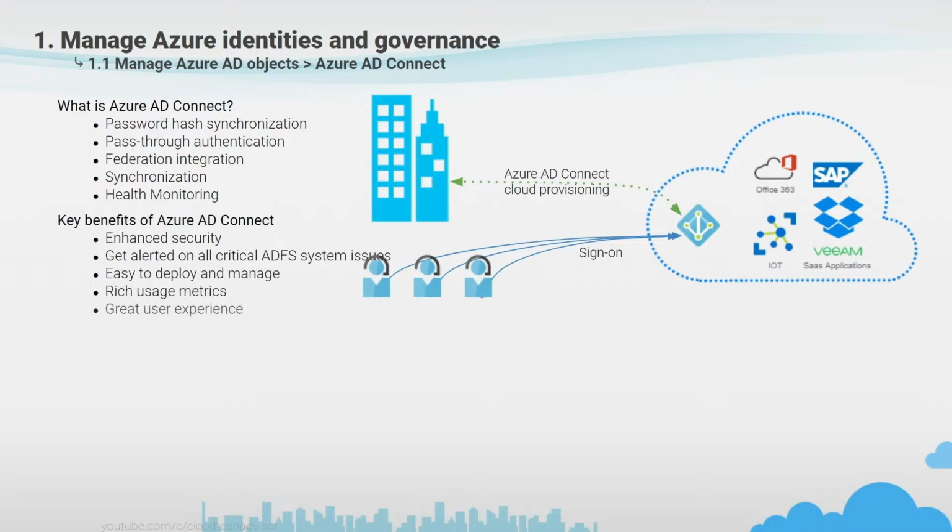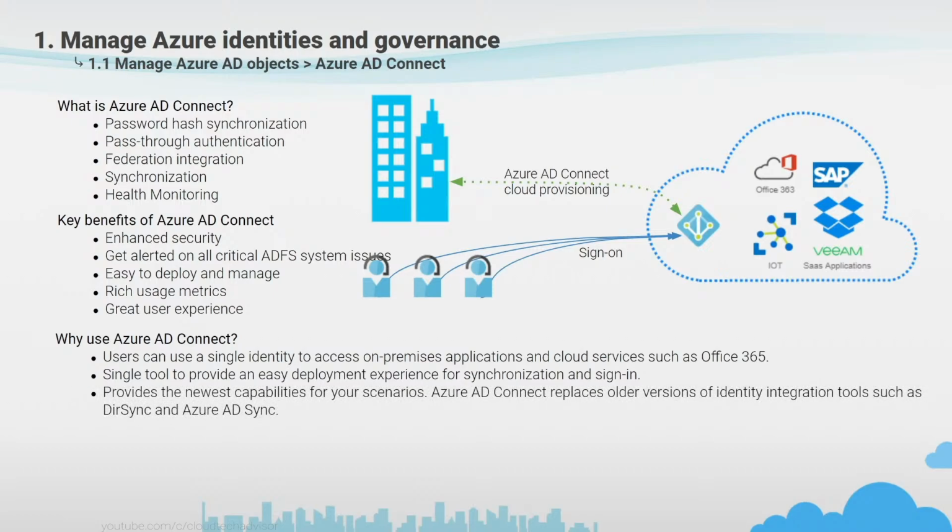like enhanced security, get alerted on all critical AD FS system issues, easy to deploy and manage, rich usage metrics, and great user experience. Some of you may know that before AD Connect there were DirSync and AD Sync. Now these two services were replaced by Azure AD Connect, and integrating your on-premise directories with Azure AD makes your users more productive by providing a common identity for accessing both cloud and on-premise resources. And of course, this move will offer you the advantages that I already mentioned.